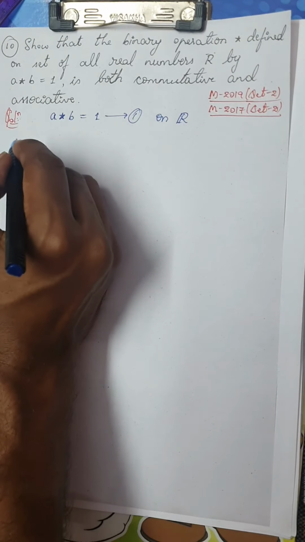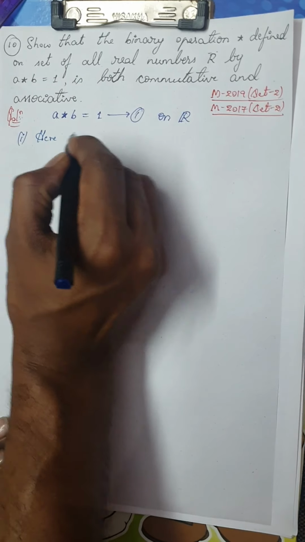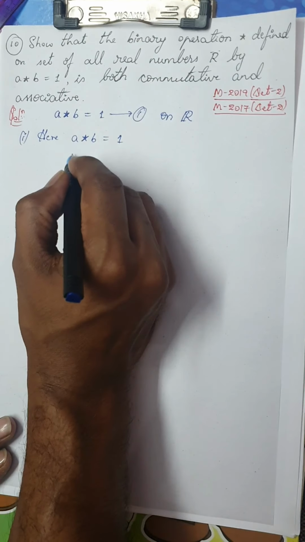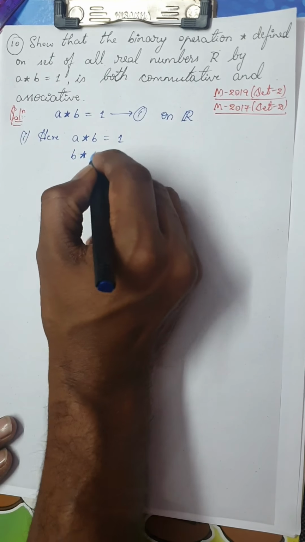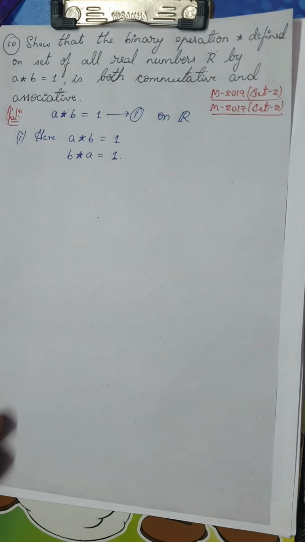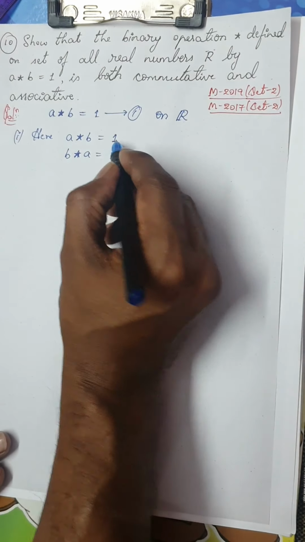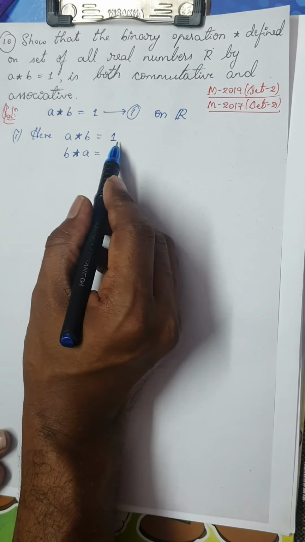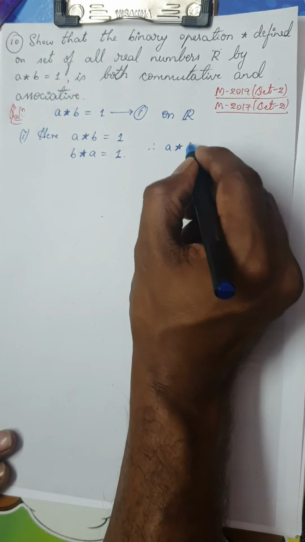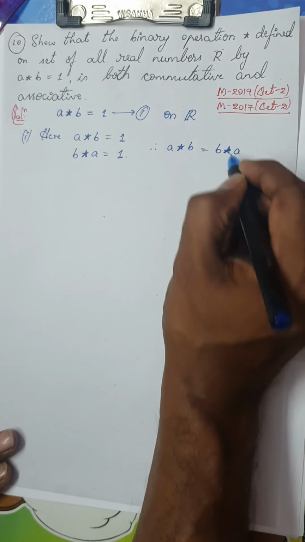Okay, I have to check for commutative. How do you prove? Here, a star b is equal to 1. If you take b star a, it will also be equal to 1. This is a very simple question. I think there is no other question as simple as this. Okay, luckily not given also. So a star b is equal to 1 and b star a is equal to 1. Therefore, I have a star b is equal to b star a.